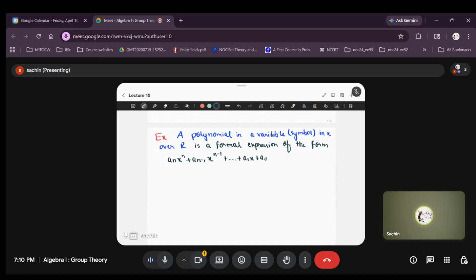An equivalent way of writing this would simply be writing the coefficients. You could think of this as some vector. This would be equivalent. R is any ring.